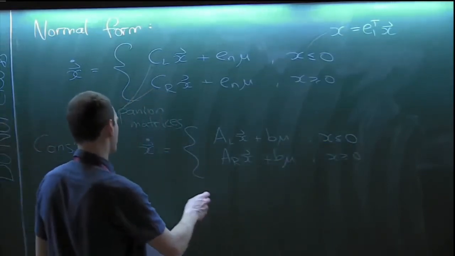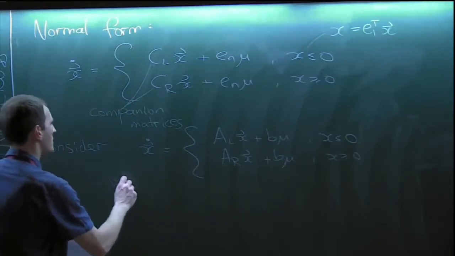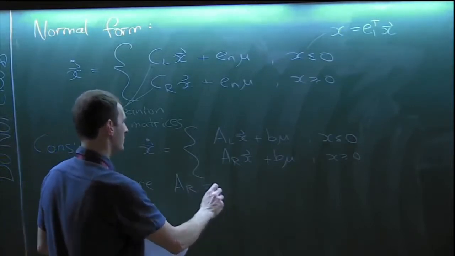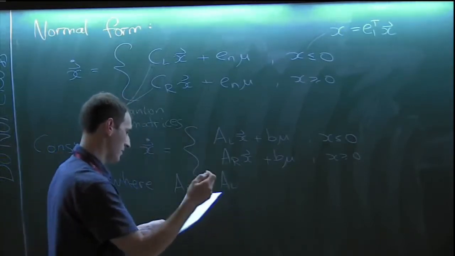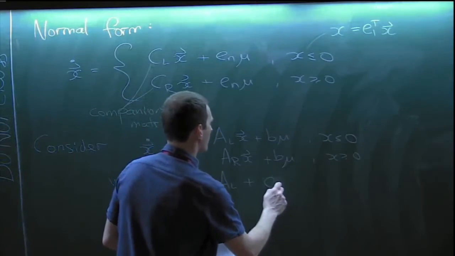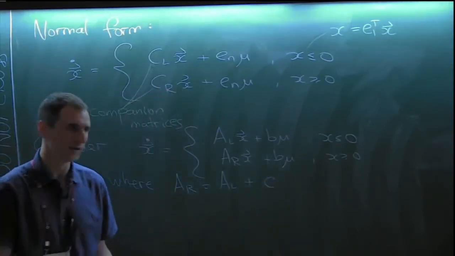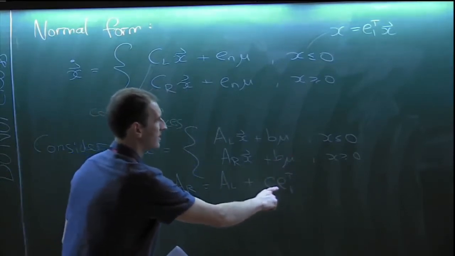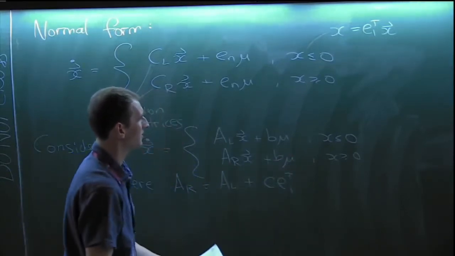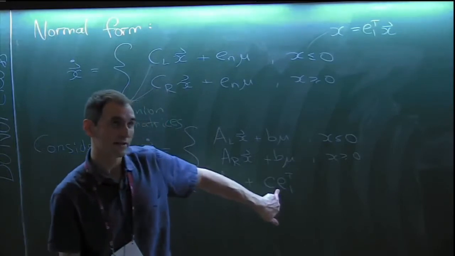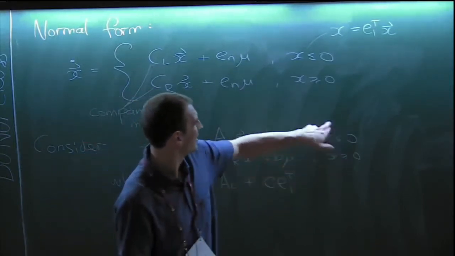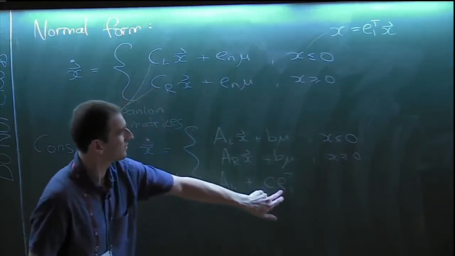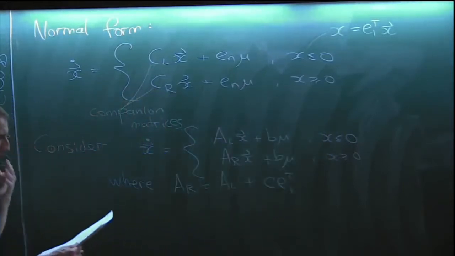And again, we're assuming continuity. So AR is equal to AL plus some column vector C. And previously it was the row vector zeta transpose. The zeta is the gradient of the function h. In this case, the gradient is the first coordinate vector, E1.